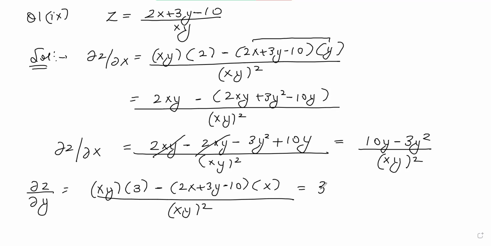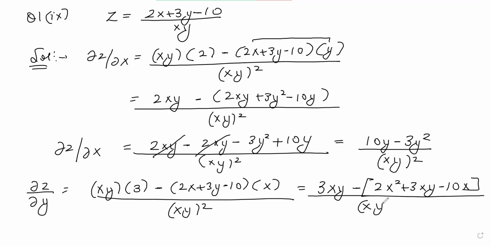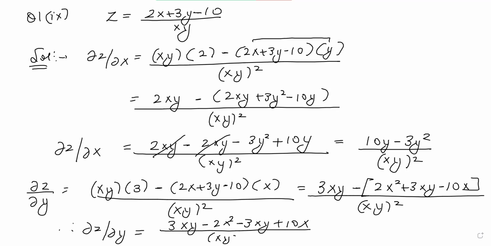If I open up, this is 3xy minus 2x square plus 3xy minus 10x over xy square. So I get del z by del y as 3xy minus 2x square minus 3xy plus 10x over xy square. So I get 10x minus 2x square over xy square. This is my del z by del y. So I hope all students have understood this.